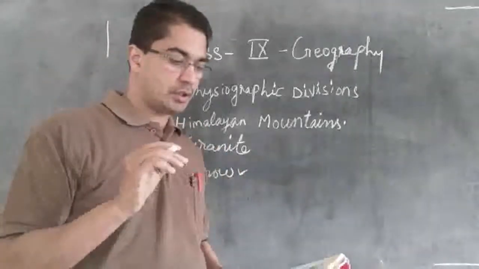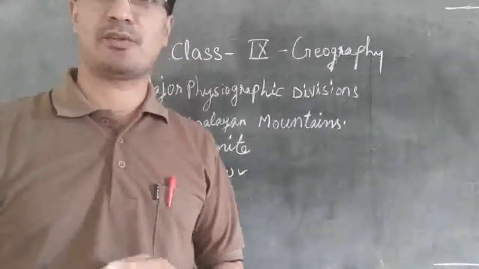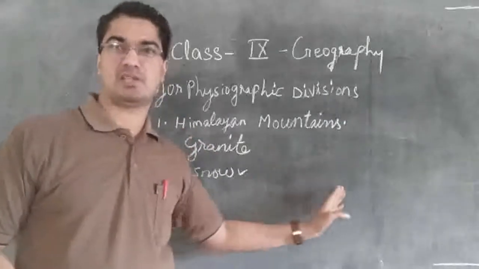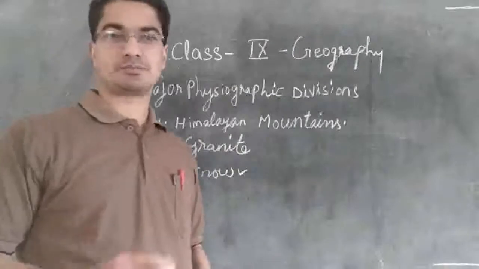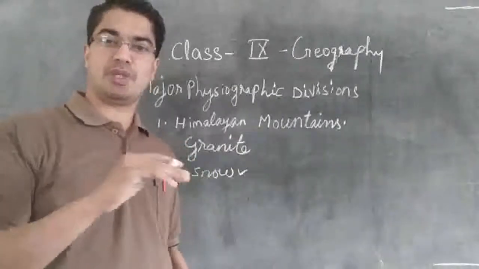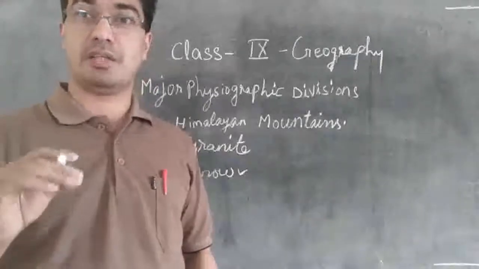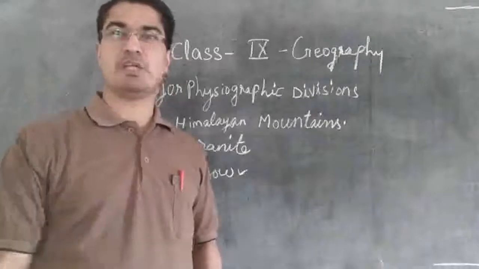So a lot of glaciers are found in this range. Which range? Don't forget the name. Great Himalaya or Inner Himalaya or the Himadri. Himadri itself is the name showing about snow. Hima means snow. Dri means mountain. So mountain of the snow. That is the meaning of Himadri.